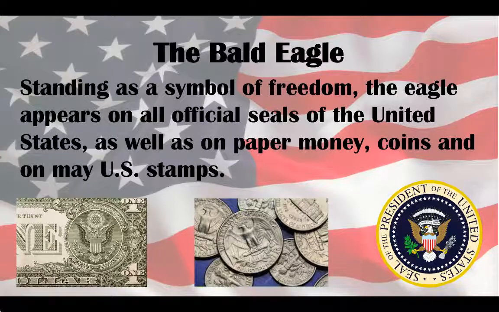So down in the right-hand corner here, there's the presidential seal, and it features the eagle. And then if you look at a lot of our money, our paper money on the dollar bill, you can see there's an eagle there, and also on the back of quarters. And eagles also appear a lot of times on our stamps as well.